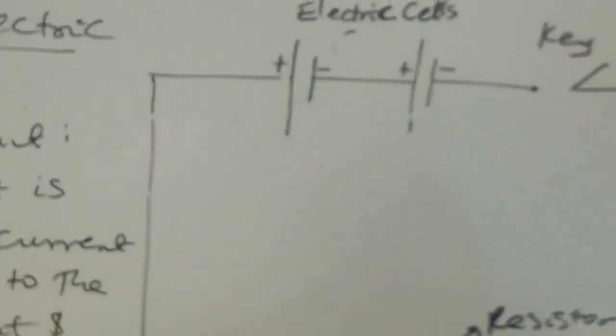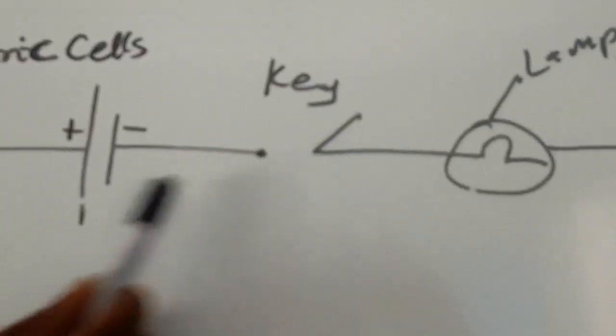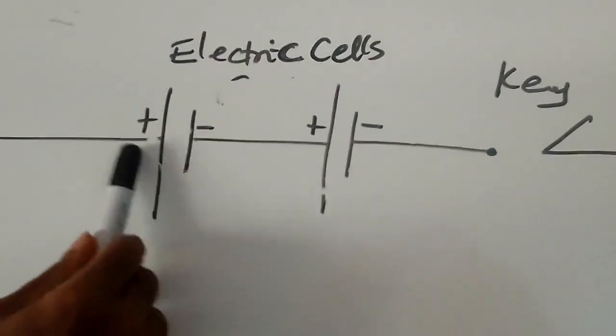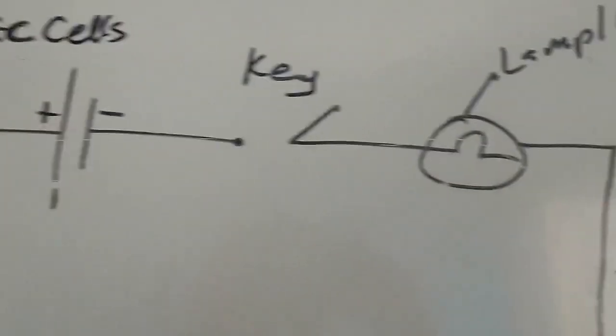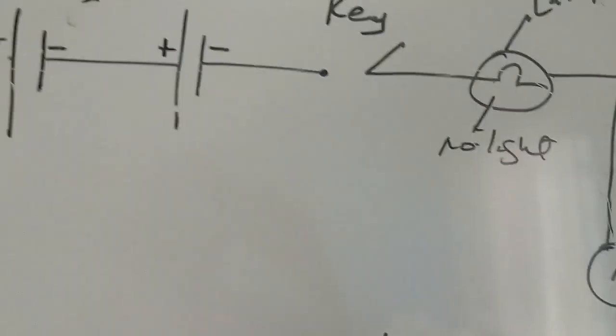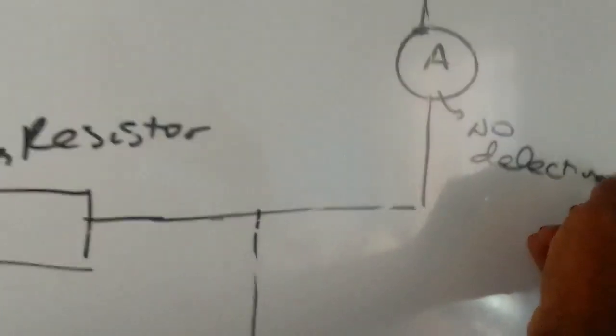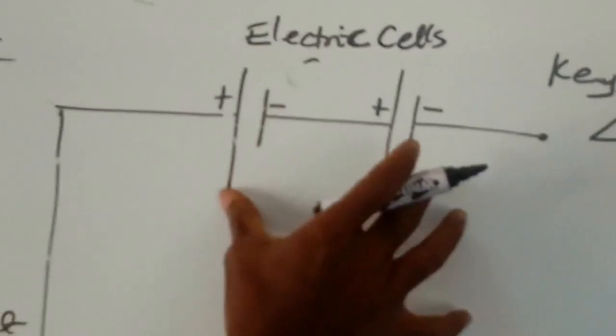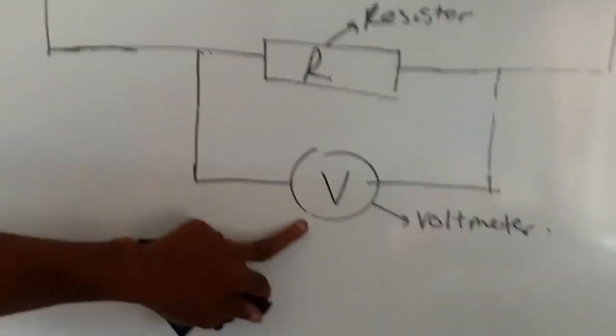So let's go to the diagram there. You can see that this is an open circuit because the key is open. So the current is retained in the cell. So no current flows out to the external wire. What it means is there is no light on the bulb. The ammeter does not deflect, meaning no current is coming out from the battery or cell, and the voltmeter does not deflect either. So current is retained in the cell. We call such a circuit an open circuit.